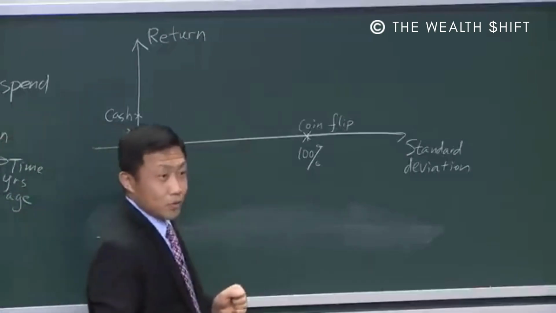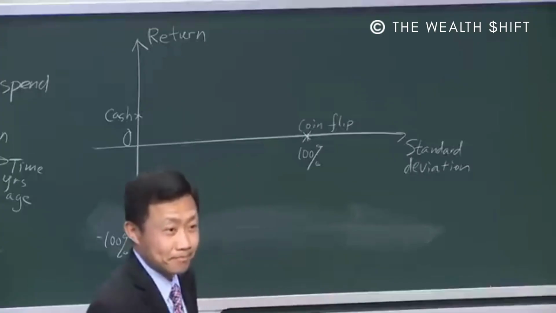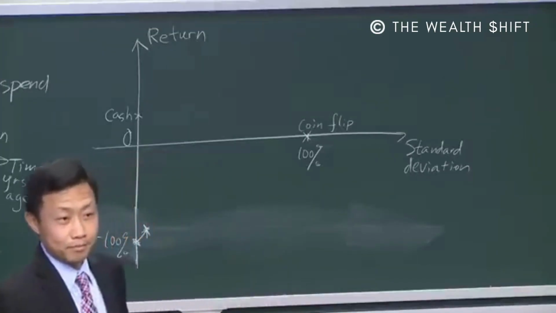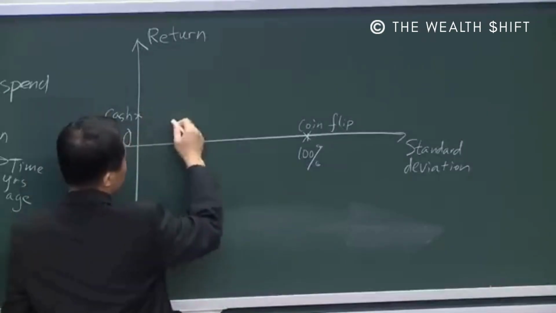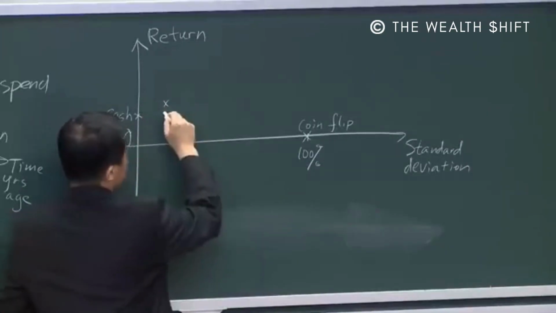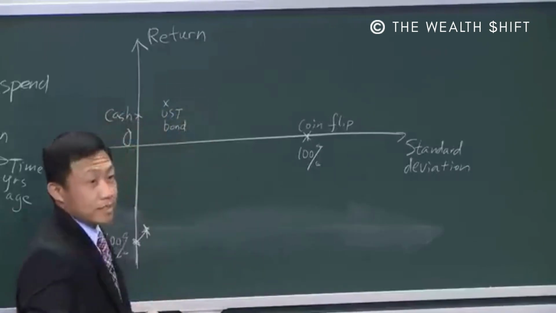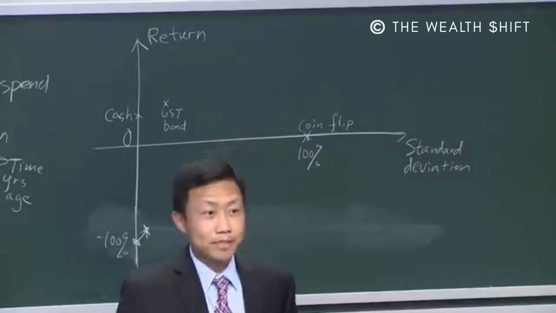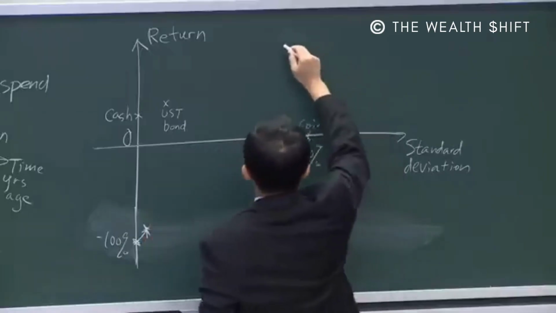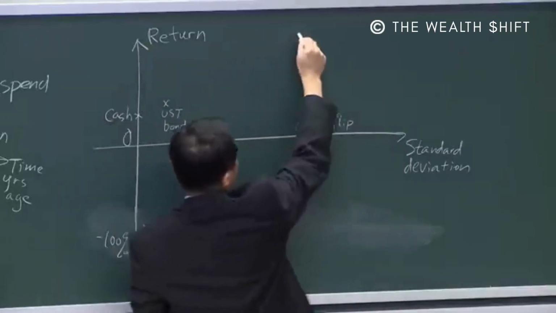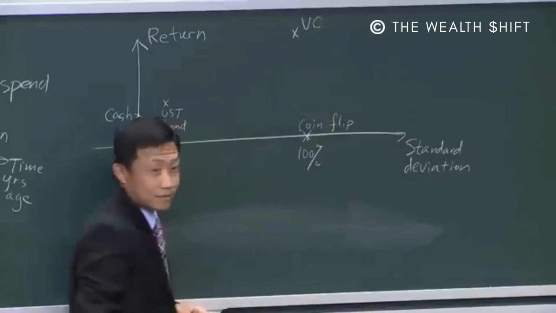Okay, so where's U.S. government bond? Let's just call it a 5-year note or 10-year bond. It should have returns better than cash with some volatility. Let's call it here. What is investing in a startup venture capital fund like? Pretty up there, right? You probably feel very high return, but you can lose all your money. So probably somewhere here. VC.